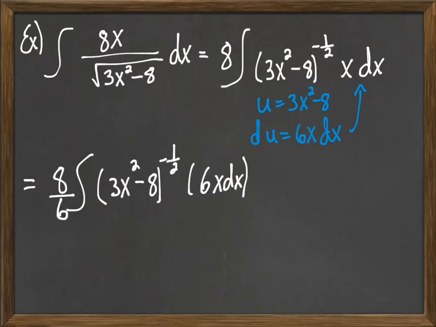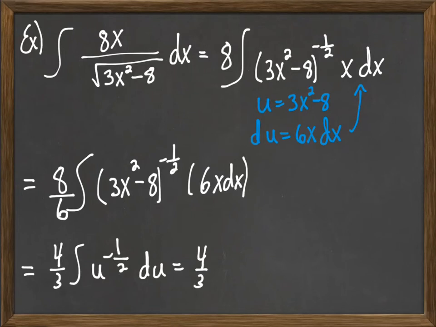Now, we have what our u is, we have what our du is, and so we can carry the substitution through. 8/6 becomes 4/3. This will become the integral of u to the minus 1/2. And then the 6x dx becomes our du that we need. And we can just carry everything through. Integrate the u to the negative 1/2. We add 1 to the exponent. That would make that positive 1/2.